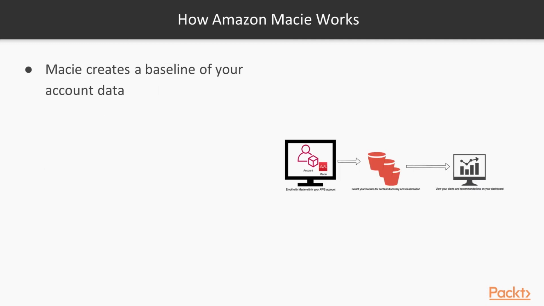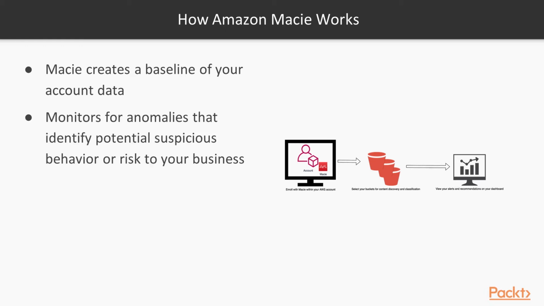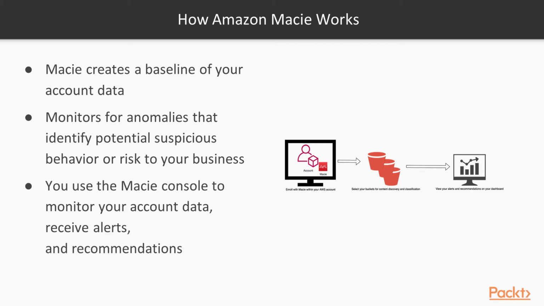So how does Amazon Macie work? Well, Macie creates a baseline of your account data, and then from that, it monitors for anomalies that identify potential suspicious behavior of your users or risk to your business based on behavior or data movement or data classification. And you use the Macie console to monitor your account data, receive alerts, and receive recommendations from Macie on what to do about situations that occur in your account that are suspicious.